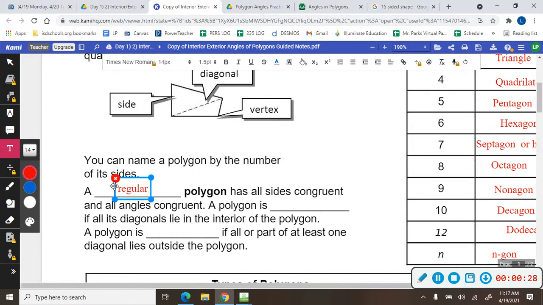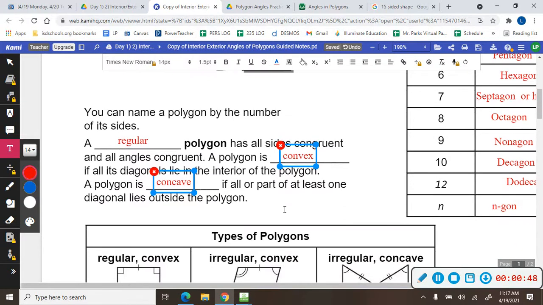And then a polygon is convex if all of its diagonals lie in the interior. We call this convex. And a polygon is concave if all or part of at least one diagonal lies outside the polygon.